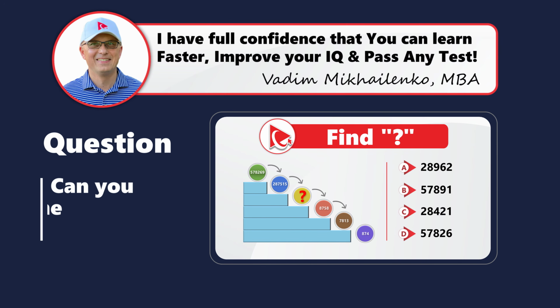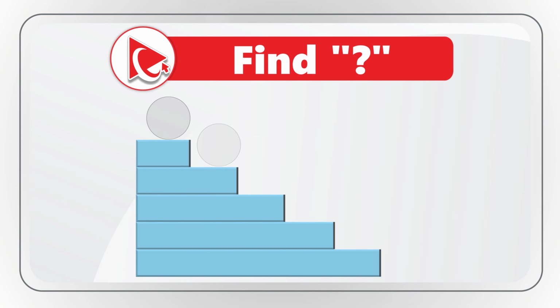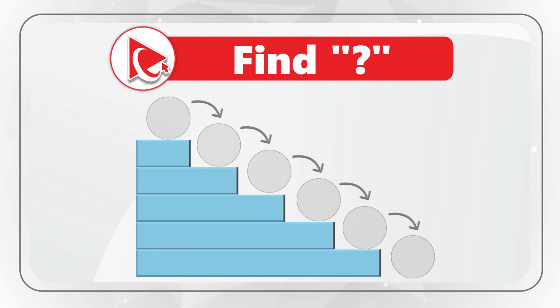I love this question because what's happening here is so unusual. We need to calculate the missing number, and we need to do it in the ball that's in the middle of the sequence. We see the ball that's rolling from the top of the stairs to the bottom of the stairs. And as it rolls, it changes the color inside, and it changes the number. In the top position, it's a green ball inside, and it has the numbers 5, 7, 8, 2, 6, 9. Then, as it rolls, it becomes a blue ball, and the numbers change to 2, 8, 7, 5, 1, 5. Then it becomes the yellow ball with the missing number.